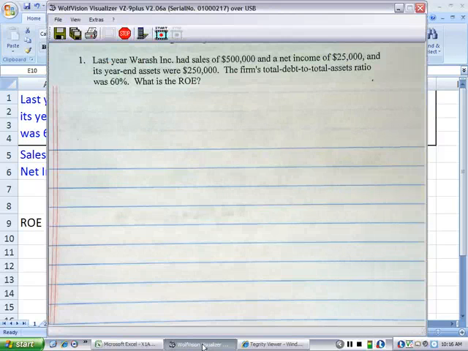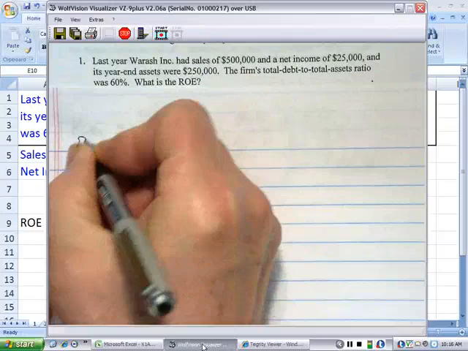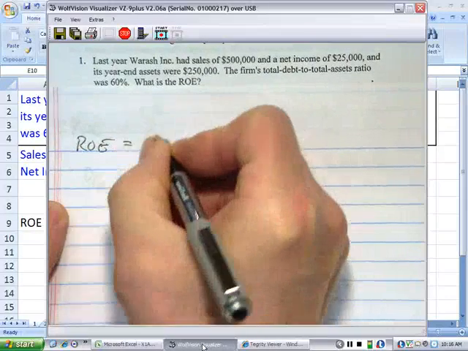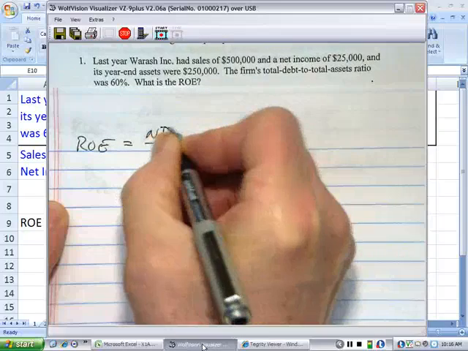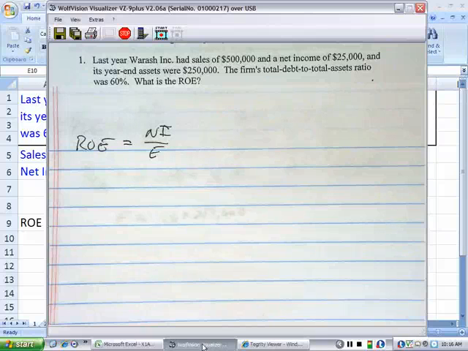So let's begin by pulling from the formula sheet the definition that we're going to need, which is namely return on equity is net income divided by the level of our equity. Now, we are given information that tells us our net income is $25,000, but we don't know what the equity is.